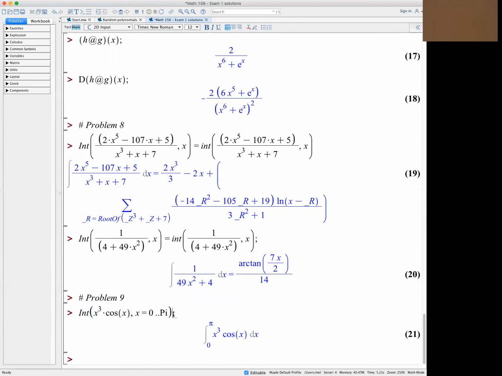And the answer, we just have to use lowercase i. So it turns out to be minus 3 pi squared plus 12.